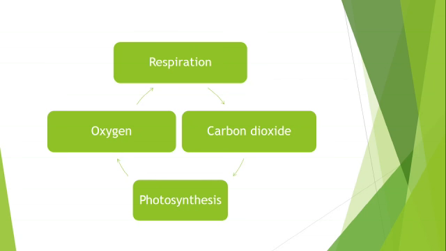Right, from this we can see that the two processes are linked together. The gas that is released during respiration is the one that is needed for the process of photosynthesis. And the gas that is released from the process of photosynthesis is the one that is needed for the process of respiration. So these two gases, carbon dioxide and oxygen, are the ones that link these two processes together.